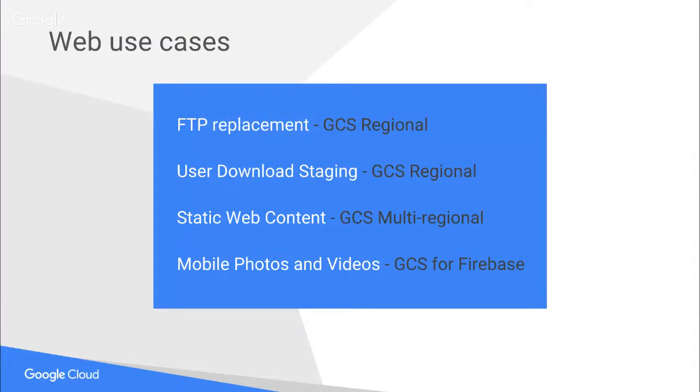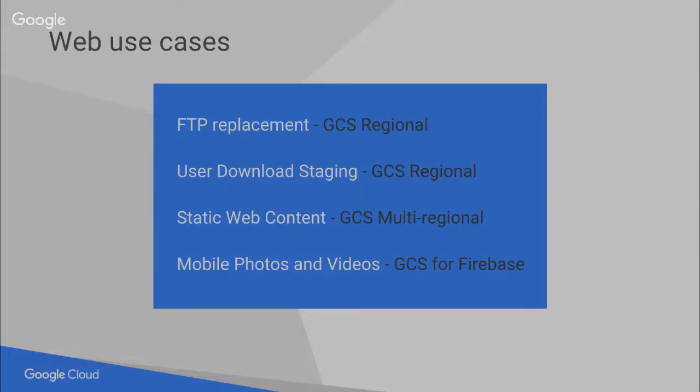For websites, you can also use GCS for user download staging. For example, if your users are requesting some kind of reports or software downloads or other things, you can just generate and put that content on GCS and then share that link with those users. And if it has to be secure, you can sign that link and only share it with that particular user. So only that user has the download link, for example. Now, I will cover static web content and mobile use cases on the next few charts.